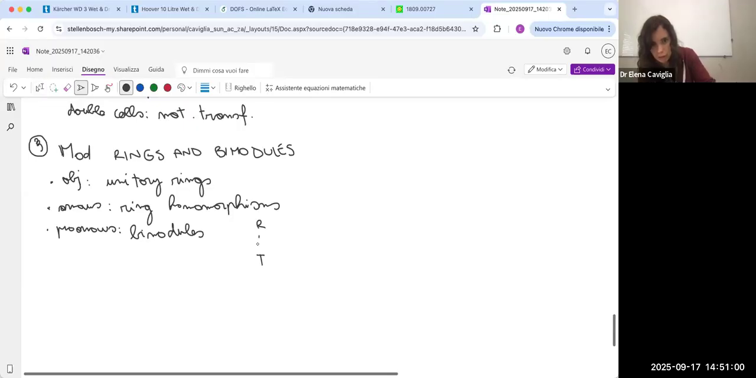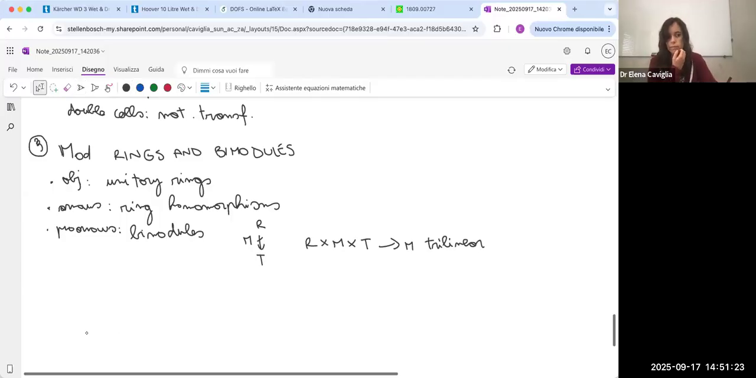So if we have two rings, R and T, a bimodule M is a trilinear map from R cross M cross T into M. Trilinear, right? And what are double cells?